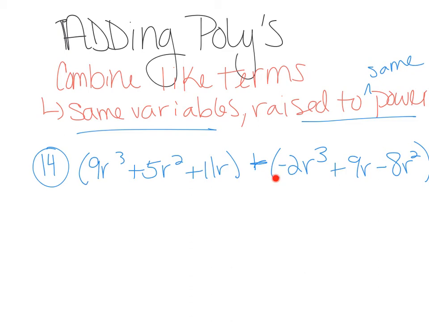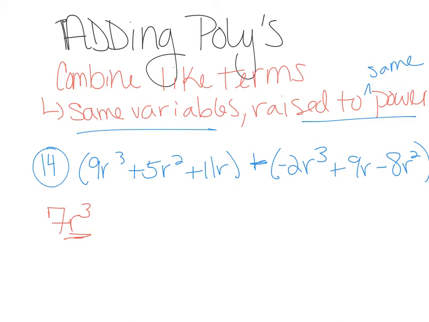Well, 9r cubed minus 2r cubed, 9 minus 2 is going to give us 7, so we're just adding the coefficients, and the variable stays the same. It's like saying I have 9 oranges and I want to take away 2 oranges. Well, you have 7 oranges. The orange didn't change, just the amount that you have. So the r cubed stays the same here, but the number in front, the coefficient, changes.